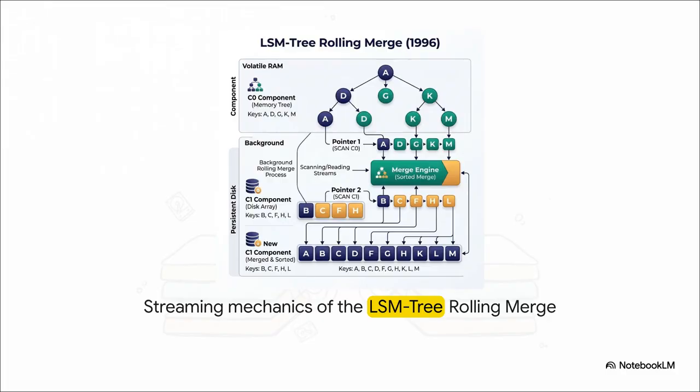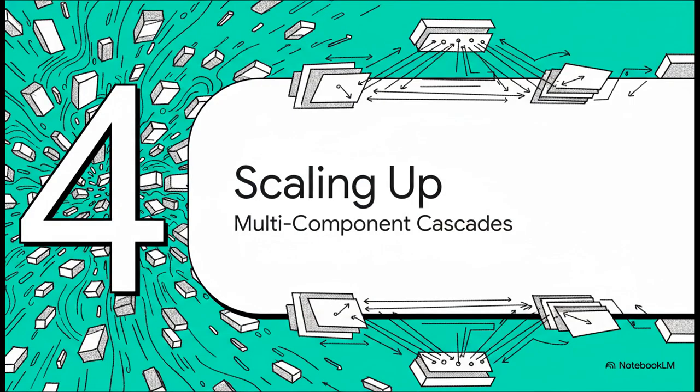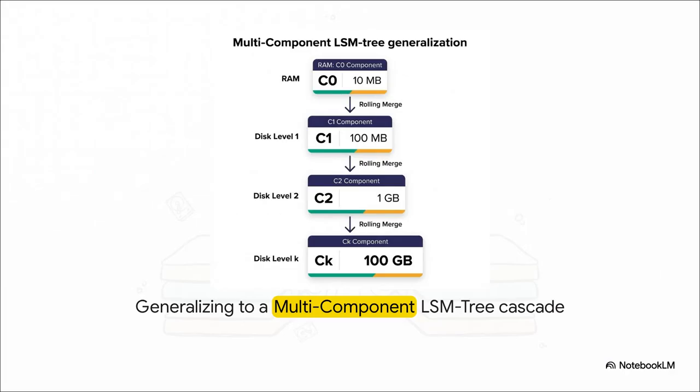It's so elegant. All right, Section 4, scaling up the system. Of course, out in the real world, as data volumes inevitably explode, a simple two-component system is going to hit a wall. Think about it. If you have a tiny 10 megabyte C0 and a giant 100 gigabyte C1, every single merge forces you to rewrite 100 gigabytes just to save 10 megabytes of new data.